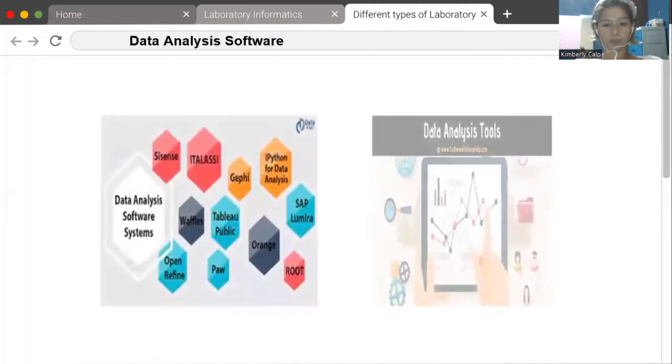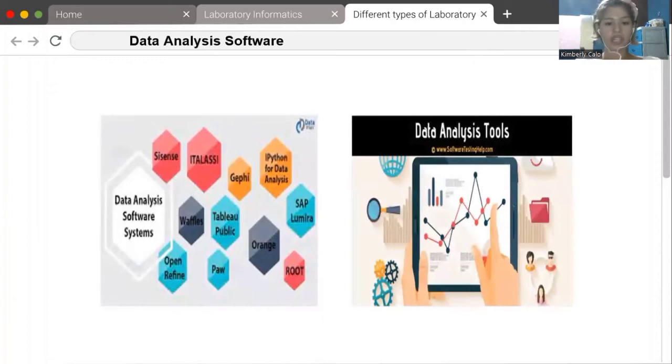So here is an example of data analysis software and data analysis tools. Like Orange, which I mentioned earlier, Wow, Waffles, OpenRefine, and many more.